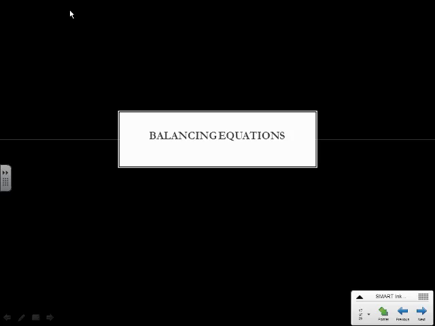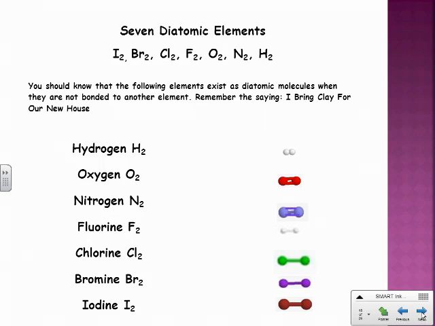Hey guys, welcome back to video number 6 in Unit 6. We're going to have a change of pace here. We're going to talk about balancing equations instead of more naming and writing equations. Before we get started with that, you need to learn about these 7 diatomic elements.